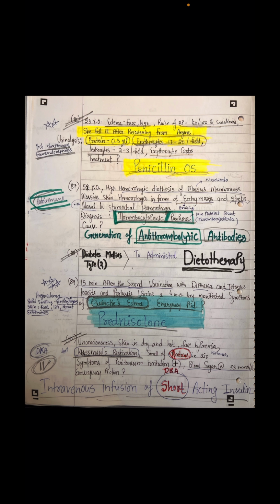But remember for this question that in this case we are providing the penicillin OS. Next is the 87th patient, a 52-year-old having what? Diagnosis: thrombocytopenic purpura. Sir, you did not make a video about thrombocytopenic purpura. So let's hear it in this portion itself. This is very easy. No need to mug up with meningococcal infection or anything else.